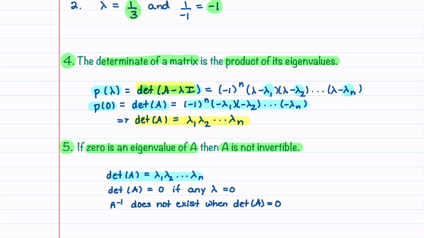The determinant of A is going to be equal to 0 if any lambda, or any eigenvalue, is equal to 0. We know from the invertible matrix theorem that A inverse does not exist when determinant A is equal to 0. So that tells us if 0 is an eigenvalue of A, then matrix A is not invertible.